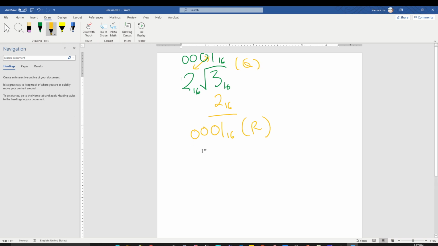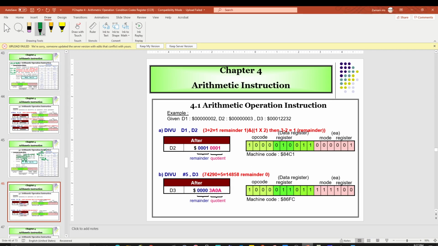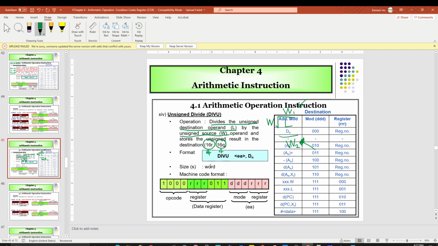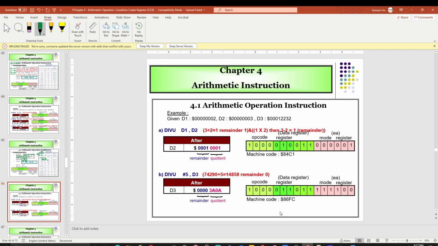So how to put that value? The first one should be, what was it just now? The first one should be the remainder, and the second one should be the quotient. So now the first 0001 is the remainder and the second one is the quotient. Because coincidentally these are the same numbers, we can put this value here and there. Alright, let's move on. D3 divided by 5.